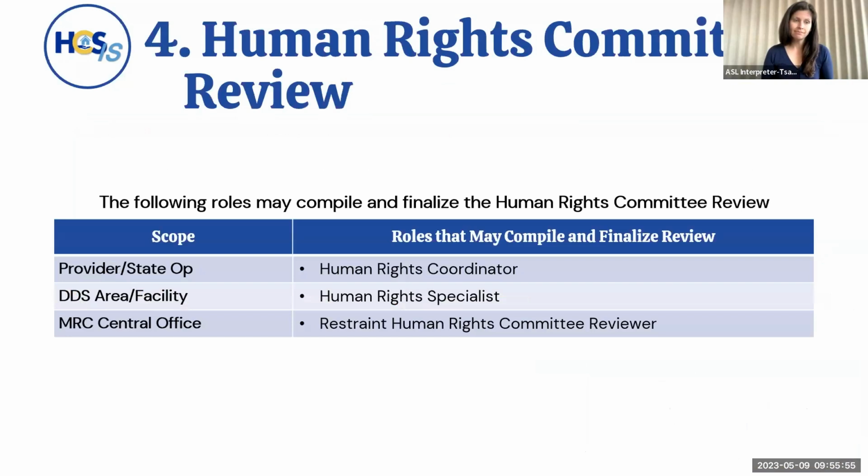Now, for the fourth step in the process, the Human Rights Committee review. Remember, this can be done in HCSIS at the same time as the area office review and commissioner review. The following roles can both compile information for the Human Rights Committee review as well as finalize it. And those roles include the Human Rights Coordinator, the Human Rights Specialist, and the Restraint Human Rights Committee Reviewer.